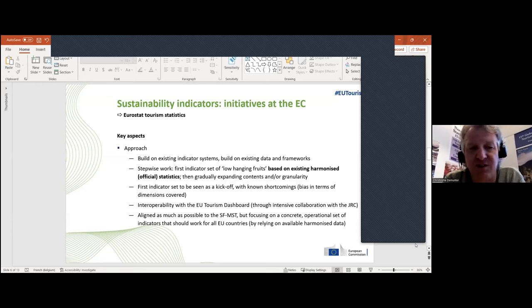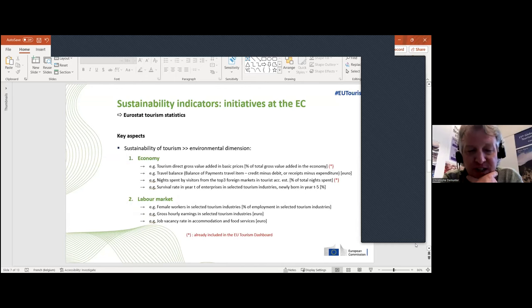The idea is to have this indicator set interoperable with the tourism dashboard. We don't want to duplicate the work of other colleagues in the Commission. So we are in close contact with the colleagues in GROW and the JRC. We also try to align as much as possible to the international framework that I mentioned. Of course, not everything in the international framework is compatible with a specific European situation. We try to rely as much as possible on the concepts laid down there.